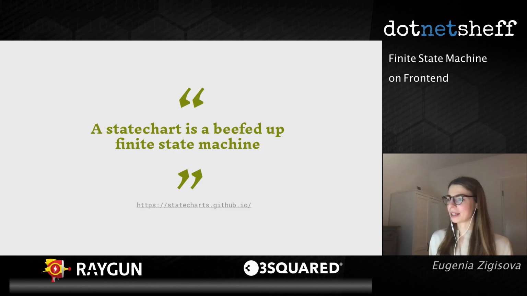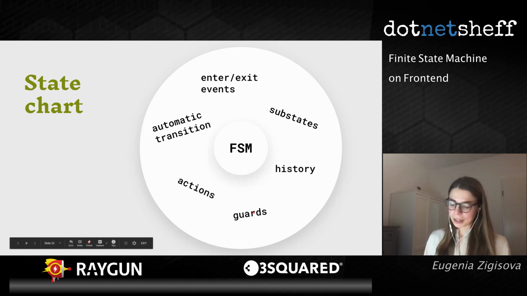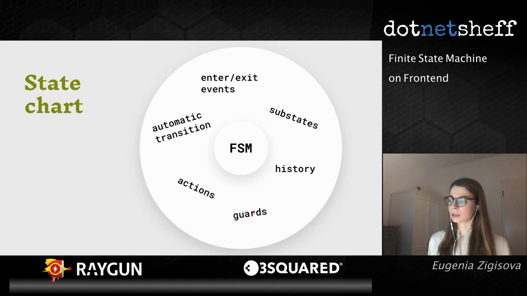But in short, a state chart has enter exit events, automatic transitions, substates, actions, which are like side effects, guards, which are conditions for a transition to happen. For instance, when the condition is not true, then you cannot transit to the next state. And the super nice thing about the state chart is that it has a history concept. So it remembers what was the previous state, and you can go back if it's needed.